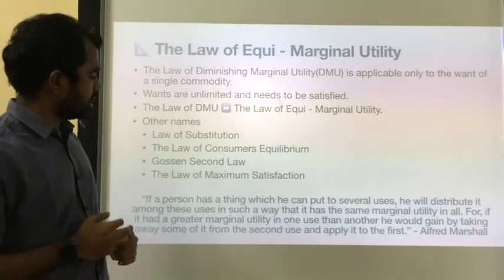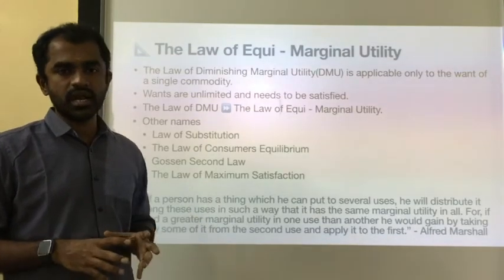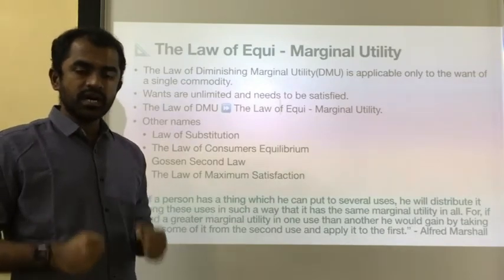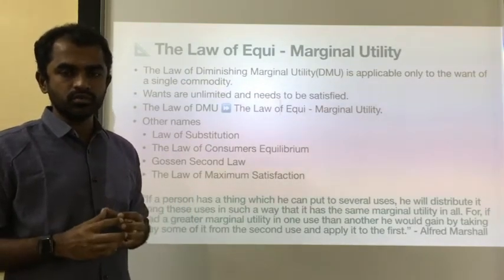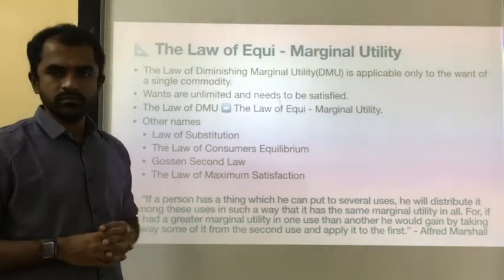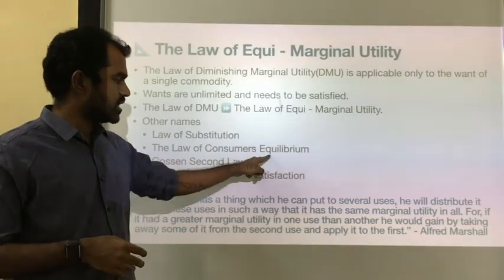So what he clearly explains here is, suppose we have two commodities and we have wants for these two commodities, if we gain marginal utility at different levels among these two, we make sure that it is brought into equilibrium. That is why this law is also known as the law of consumer's equilibrium.